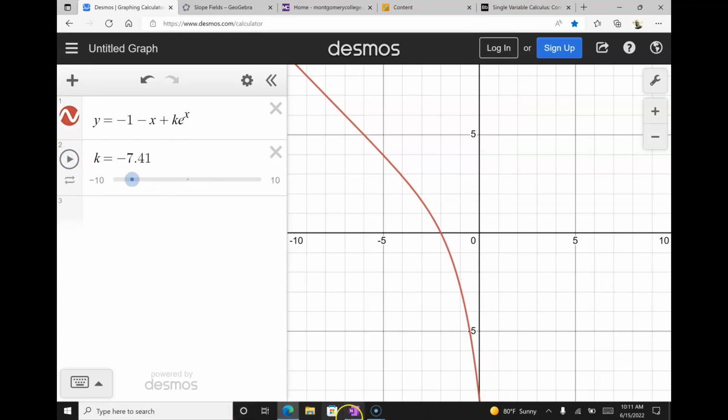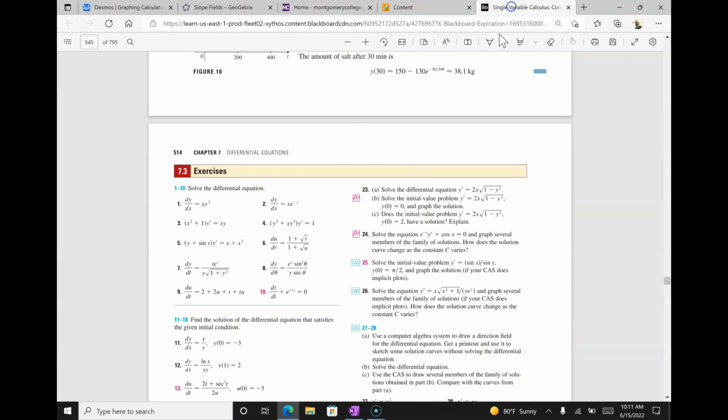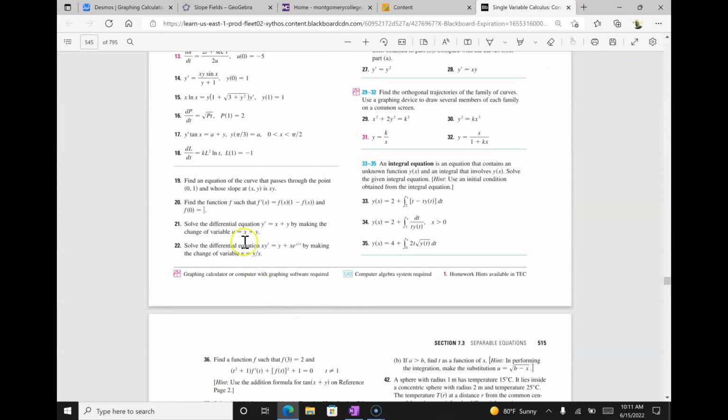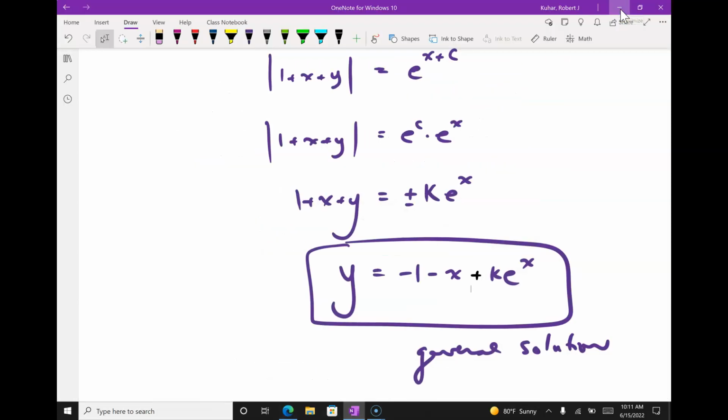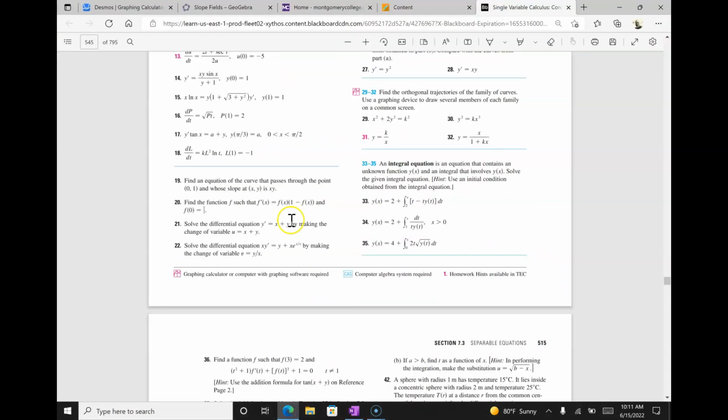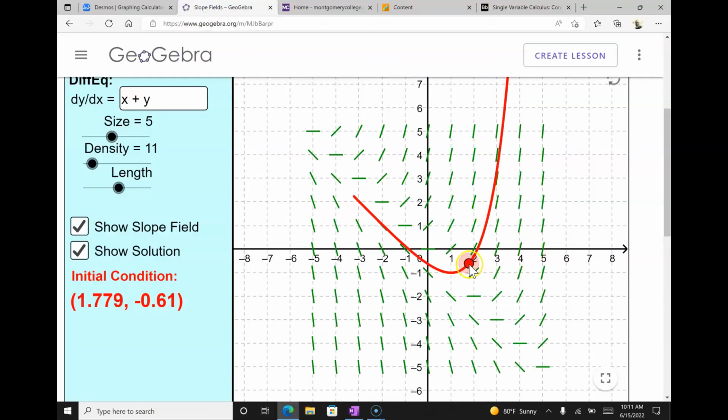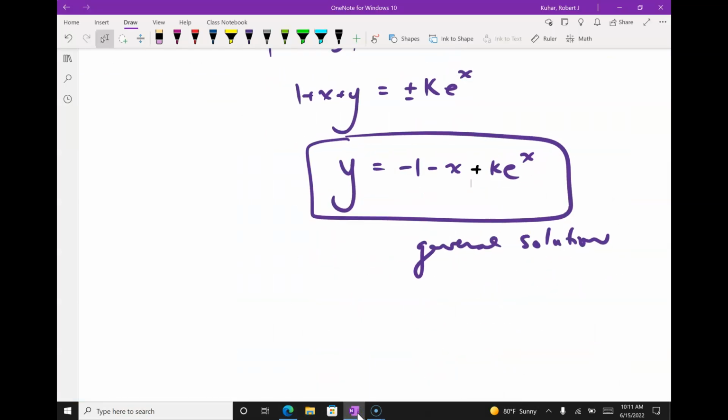Cool. And let's see if we have an initial condition in our textbook. This was number 21. No initial condition, but I can always put that in, right? I can always take my general solution. So like in my slope field, I can pick a solution, let's say the point 2, 2, right? And so if I say I have y of 2 equals 2, I know 2 should equal negative 1 minus 2 plus k e to the 2.